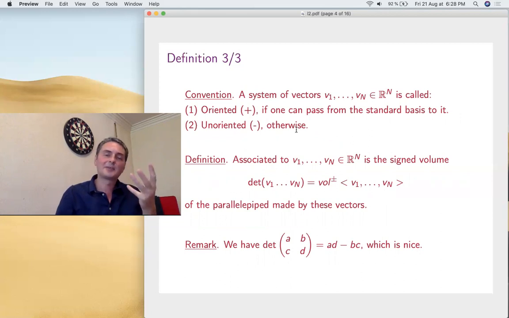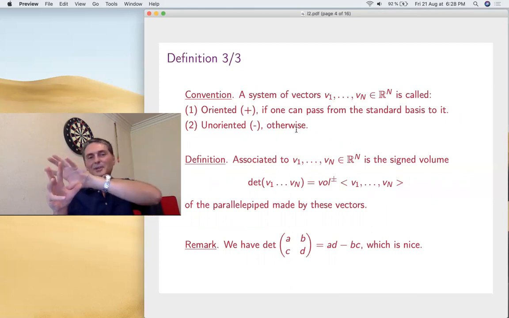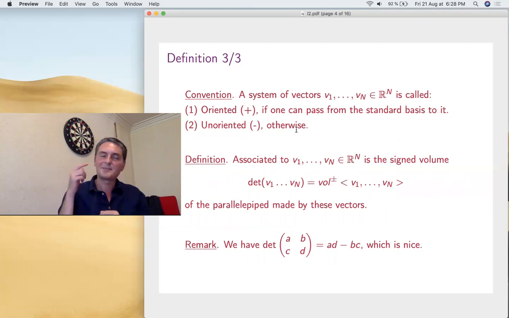And the sign comes in this way. A system of vectors v1, ..., vn is oriented if you can pass from it continuously to the standard basis of Rn. Here is my standard basis of Rn, here is v1, ..., vn. If I can pass continuously to the standard basis, the sign is plus. It's called oriented. If not, if it's somehow upside down and you cannot do it, the sign is minus.